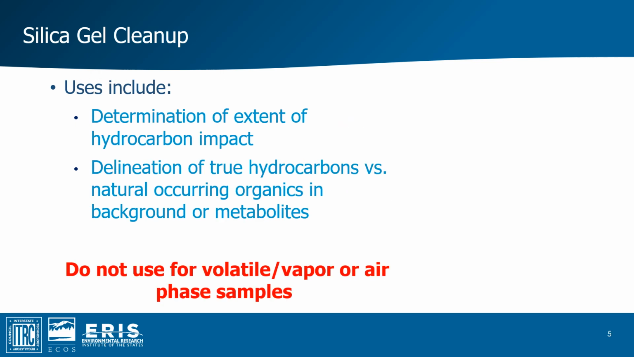When would you want to use a silica gel cleanup method? Silica gel cleanup is part of making sure you have your site conceptual model right. Silica gel cleanup is frequently used in the determination of extent of hydrocarbon impact versus naturally occurring organics or polar metabolites, and can therefore help better understand where to perform active remediation.